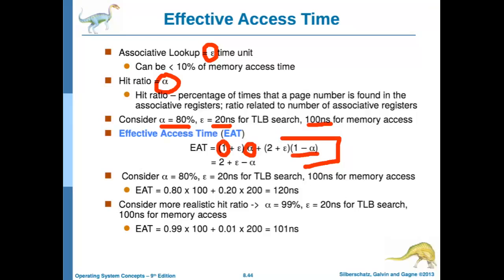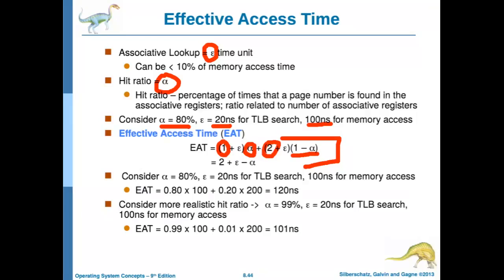So 1 minus alpha. 80% is 0.8, so what is the miss ratio? It is 20%. That is 1 minus 0.8, which gives me 0.2. But remember, for that we need two read operations: one for the page table and one for the actual data or instruction. Plus epsilon is required because in case of a miss also, we need it. Now if you solve it, it is something like 2 plus epsilon minus alpha. That is the effective access time.